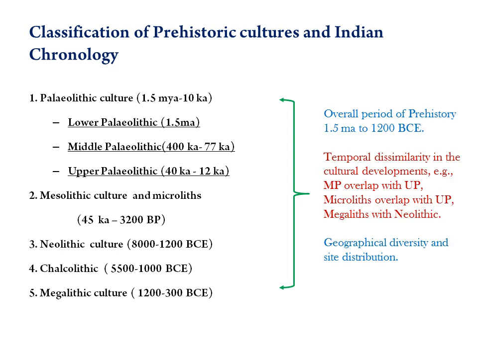Now, for all these prehistoric cultures in India, when you look at the chronology, there are certain overlaps. Though the overall period of prehistory ranges from 1.5 million years ago to 1200 BCE, there is temporal dissimilarity in the cultural developments. For example, the Middle Paleolithic culture overlaps with the Upper Paleolithic culture, particularly when we look at the stone tool types and technology. Microlithic technology overlaps with Upper Paleolithic, itself dating back to 45,000 years ago. Then megaliths also overlap with the Neolithic culture, where there is certain dissimilarity in the ritualistic representation, and burials in the form of megaliths can also be found in the Neolithic levels.